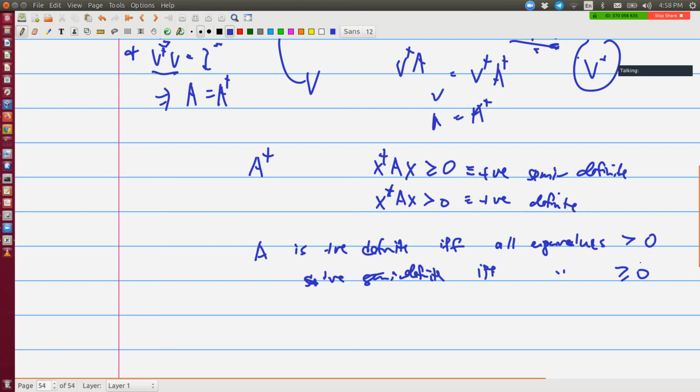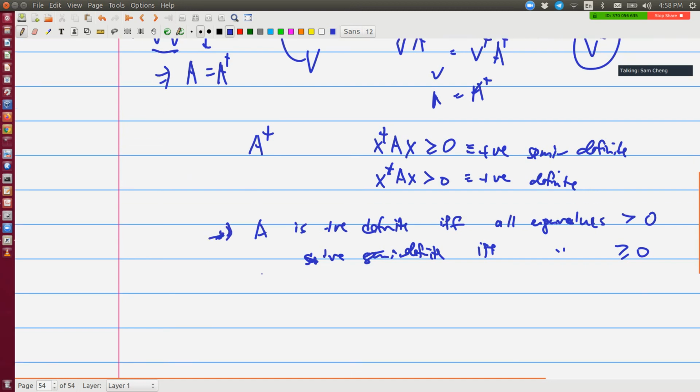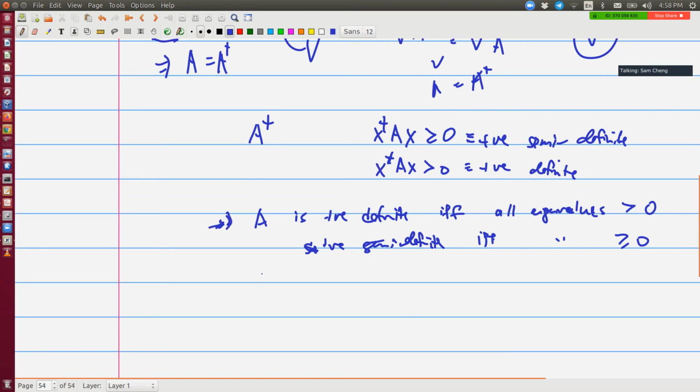So let's look at this one, because the proofs are very similar. Say I have x, or let's say A is positive definite. Let's look at it this way first.